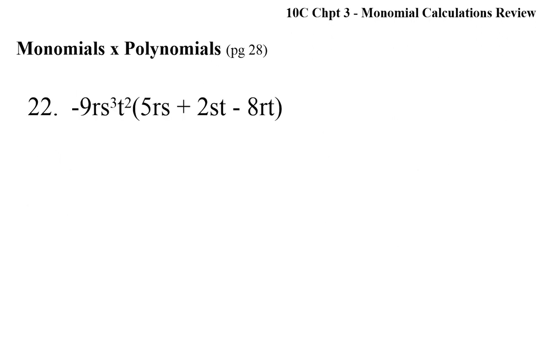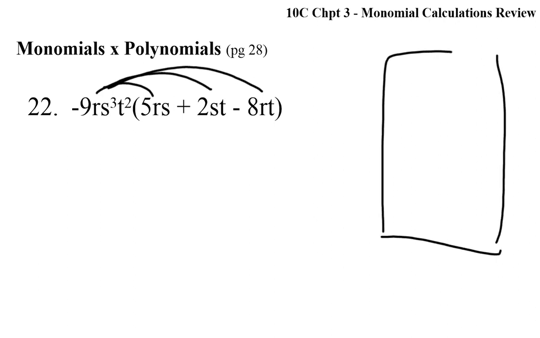Try number 22, page 28. Stop the tape, give it a try, and then come back and we'll look at the steps that I'm going to do. Again, it's a monomial times a trinomial, 3 multiplications. If it helps to jot your steps down on the side, do it, but you need to become proficient at this. I still like to put in my missing exponent ones so I don't forget about them.